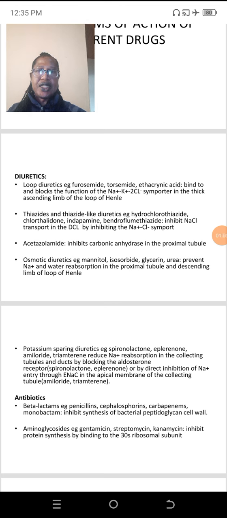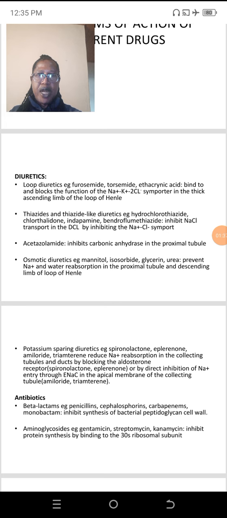The thiazides and thiazide-like diuretics include hydrochlorothiazide, chlorthalidone, indapamide, and others. And these ones act by inhibiting sodium chloride transport in the distal convoluted tubule by inhibiting the Na+/Cl- symport. Acetazolamide acts by inhibiting carbonic anhydrase in the proximal tubule, while the osmotic diuretics, example mannitol, isosorbide, glycerin, and urea, prevent sodium and water reabsorption in the proximal tubule and descending limb of the loop of Henle.